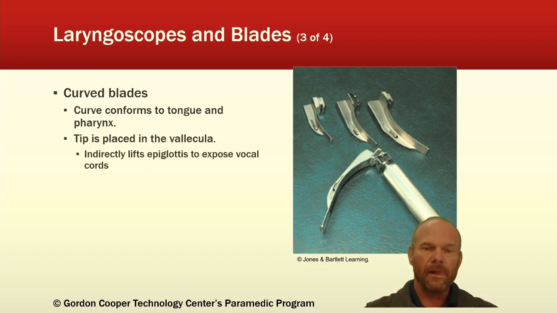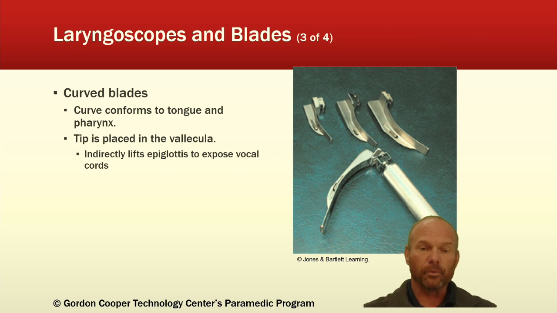That's why a lot of times some newer paramedics may or may not use a Mac versus a Miller, because typically people are pushed towards probably a Mac as they're newer. But the curve of the blade aligns naturally with the shape of the tongue and the pharynx. And what that does is allow for smoother navigation during intubation.